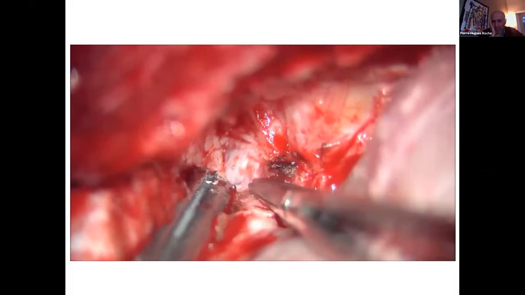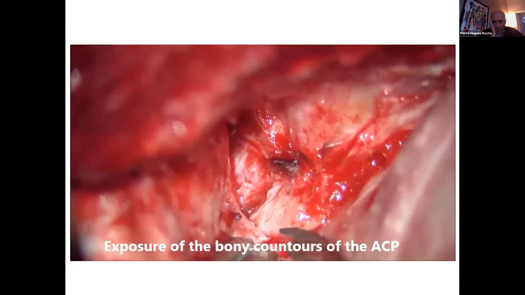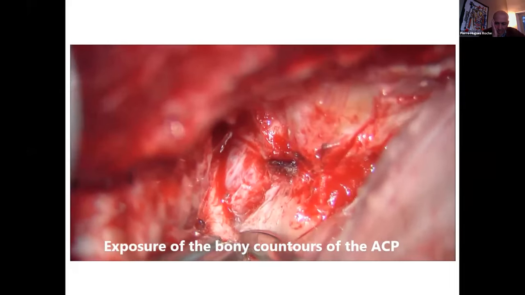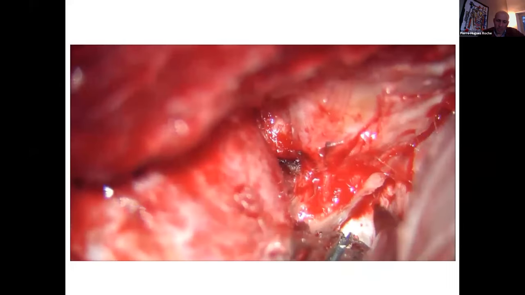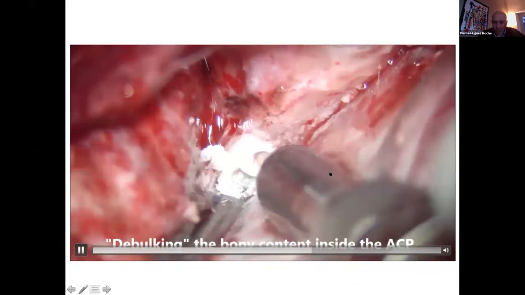We are still on the left side, by the way. This is the elevation of the dura propria at the level of the superior orbital fissure and cavernous sinus. You can see now the beauty of this anatomy and the contour of the ACP, which is not always obvious to mentalize, the position of the optic canal.